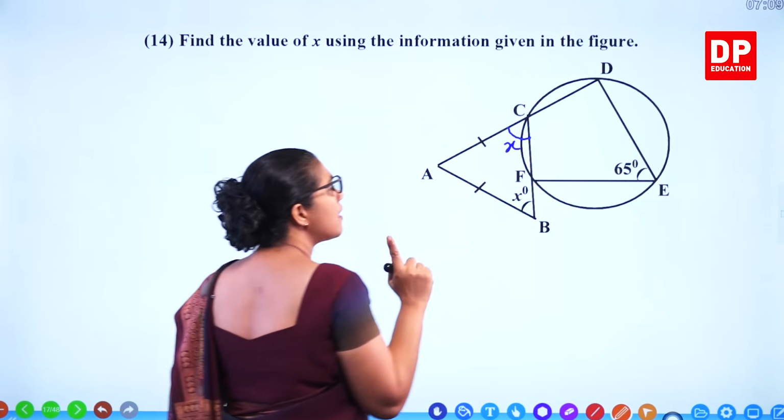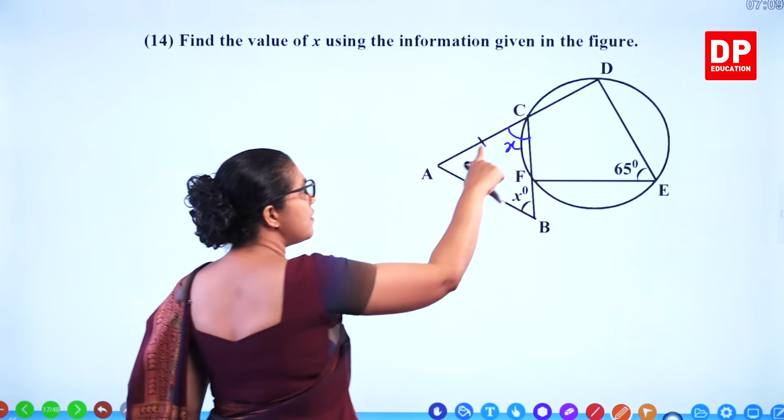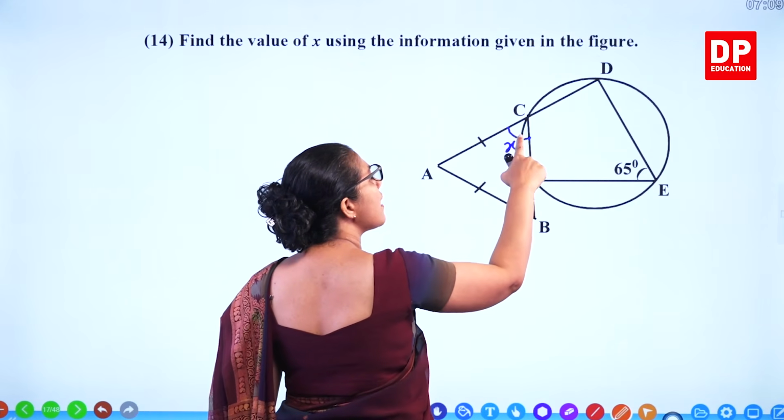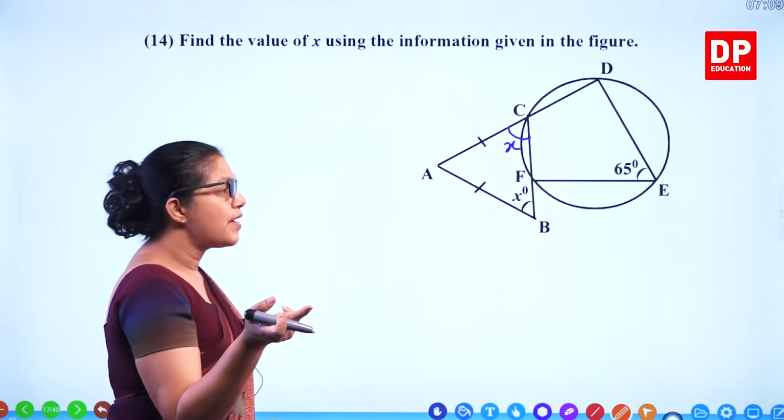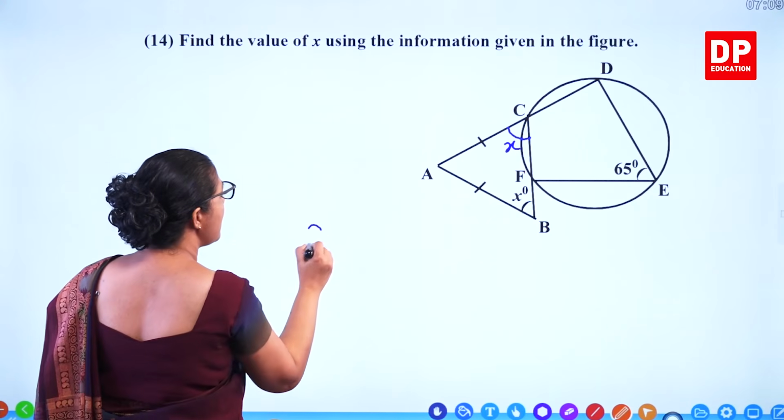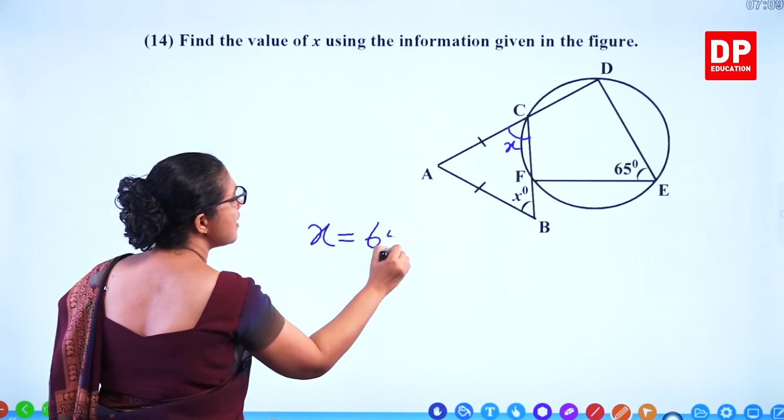CDEF is a cyclic quadrilateral. So this is the exterior angle of the cyclic quadrilateral. That's equal to the opposite interior angle. So straight away x is 65.